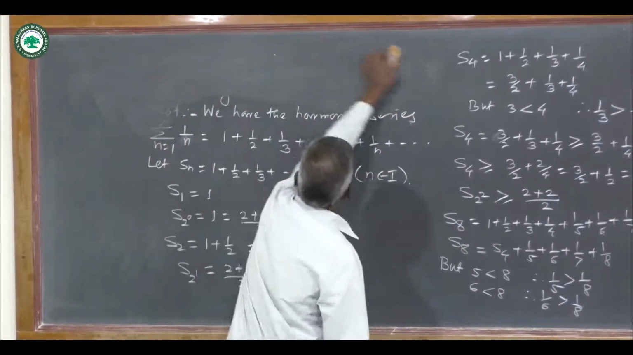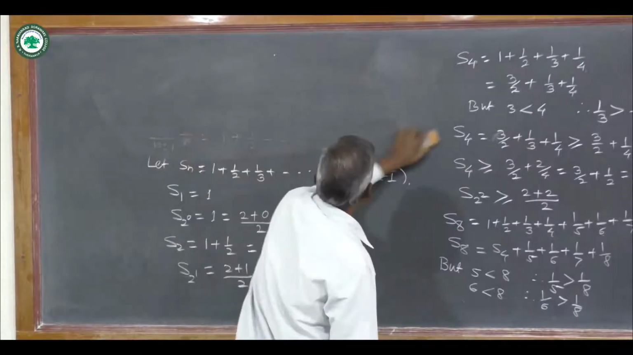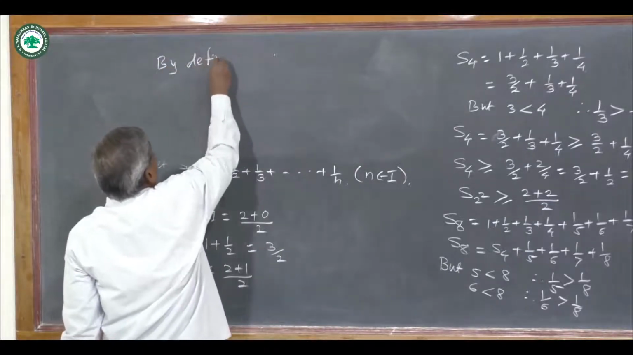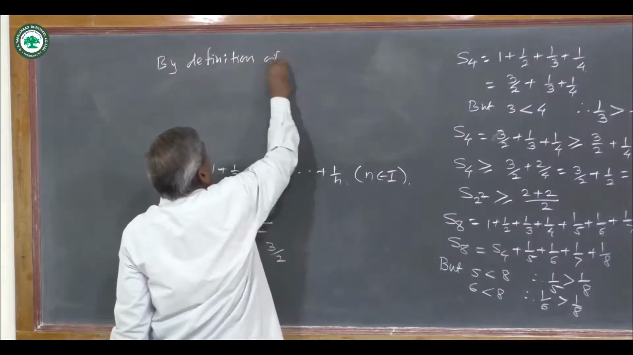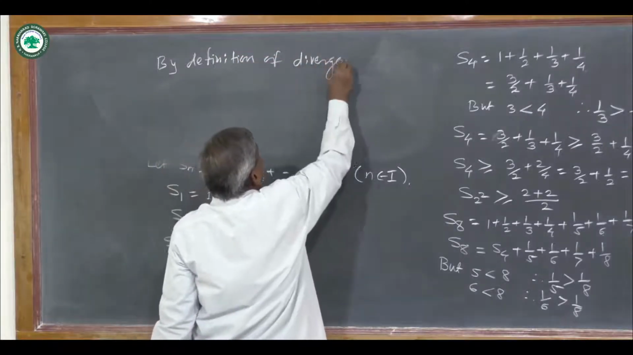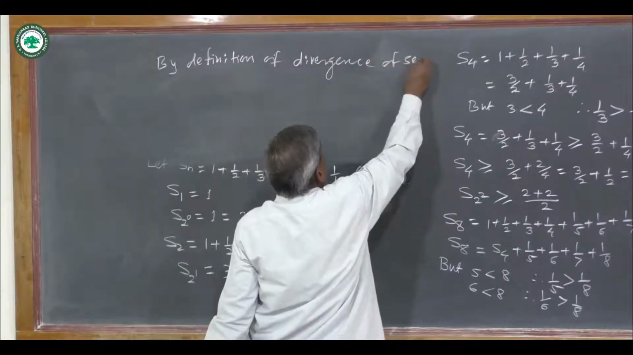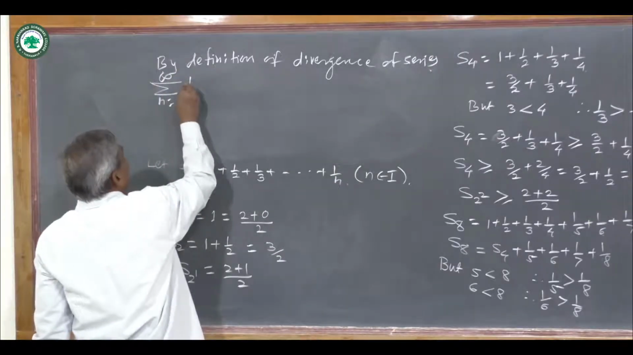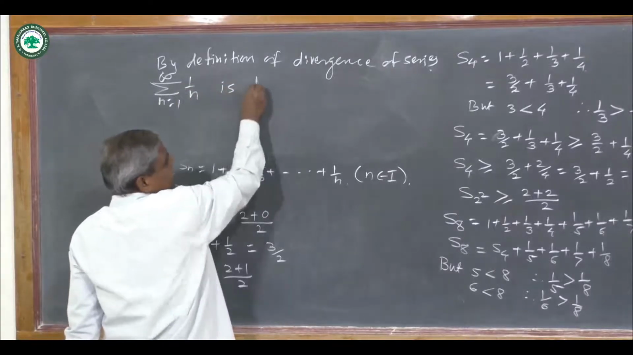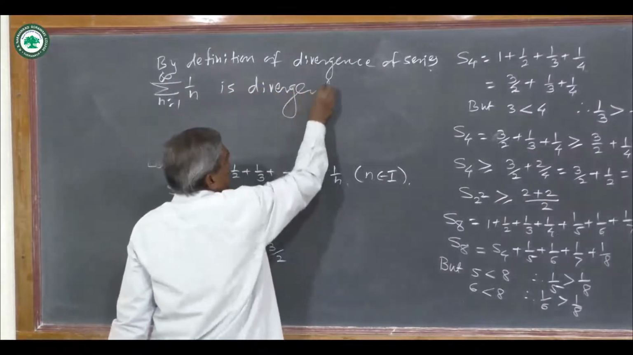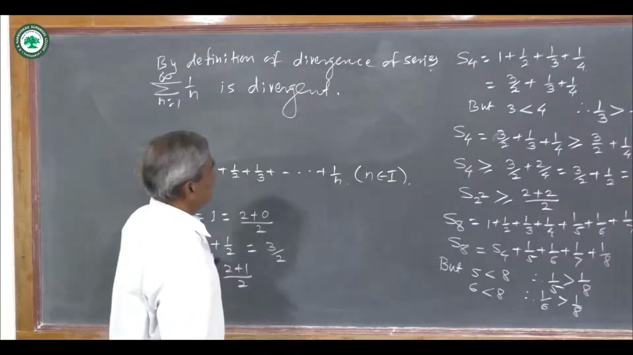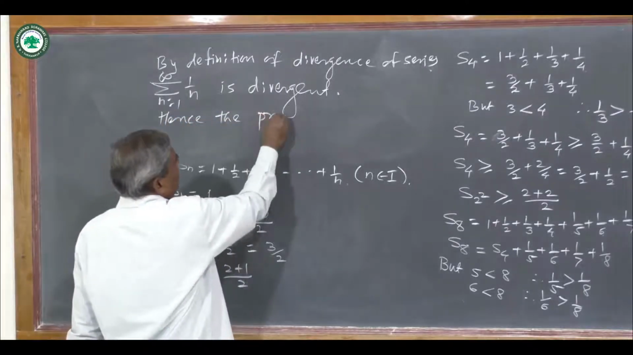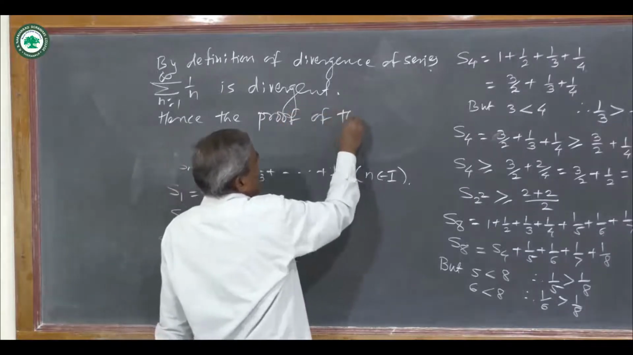By definition of divergence of series, sigma n equal to 1 to infinity, 1 by n is divergent. Hence the proof of the theorem.